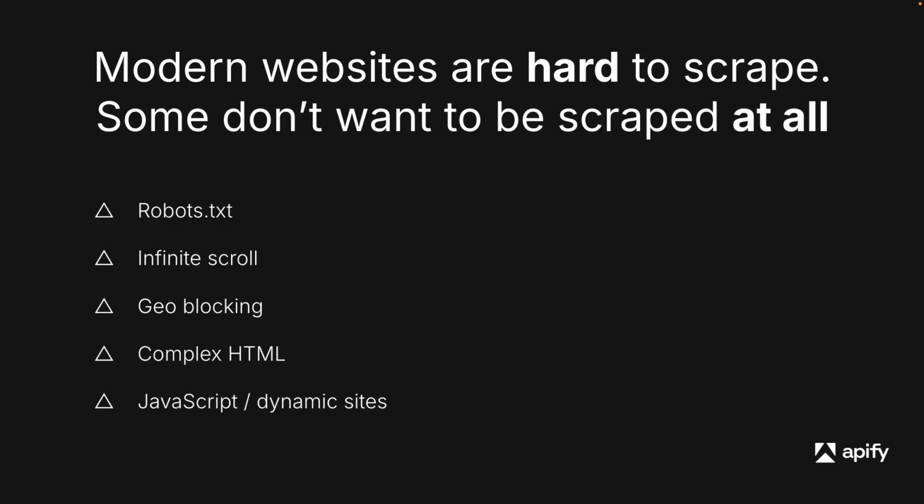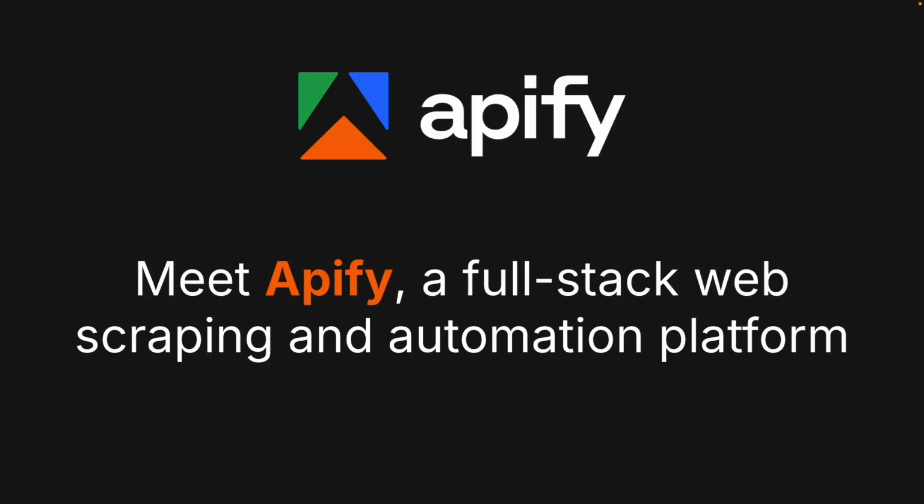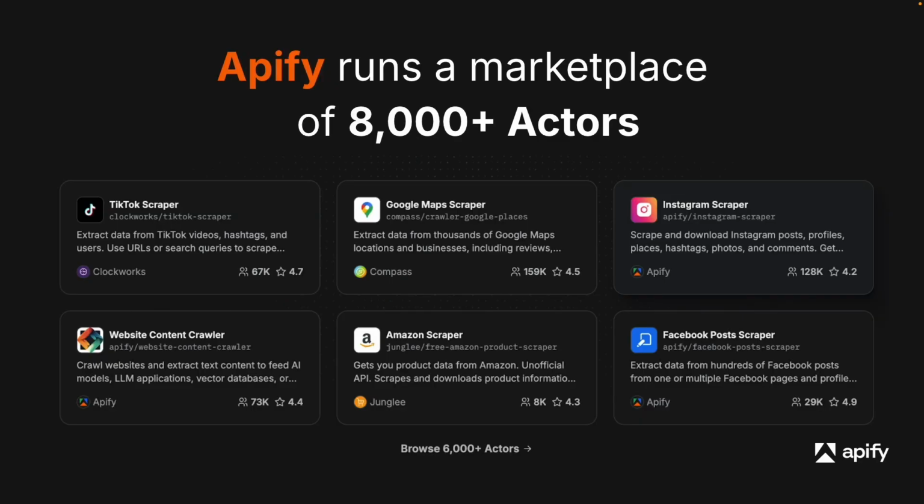Modern websites don't want to be scraped. There is infinite scroll, geo-blocking, complex HTML. But thankfully, that's where Apify comes in. We are a full-stack web scraping and web automation platform. On our Apify Store, we have more than 8,000 tools called Actors. This is an old picture, don't worry about the 6,000 there.